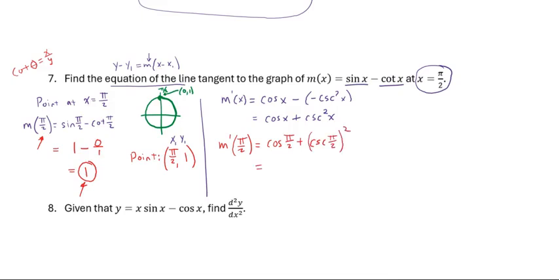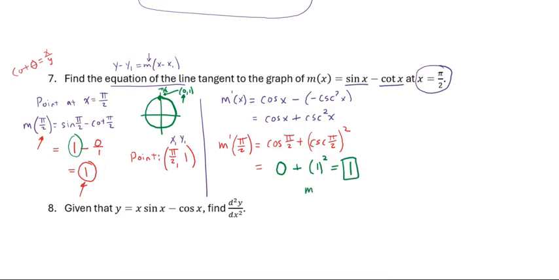Alright, so cosine of pi over 2, we already made our drawing. Remember, the cosine is going to be the x value. So that's 0. And then the cosecant is going to be the reciprocal of your sine value. Now, we already know the sine of pi over 2, we found in the previous one, is 1. The reciprocal of 1 is still 1. And 1 squared is 1 plus 0. Final answer, 1. That's going to be our slope.